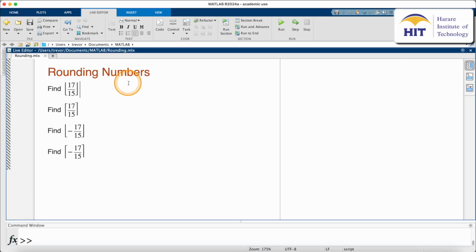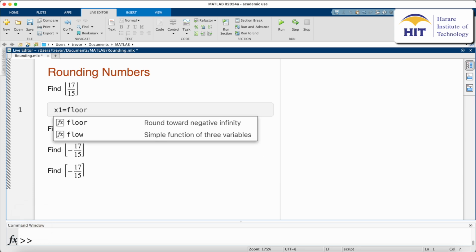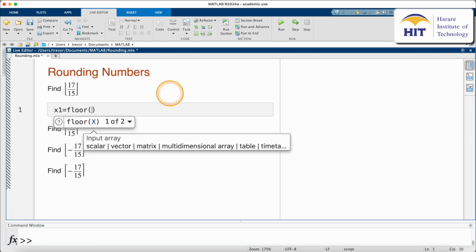So for the first one, we are looking at the floor value of 17 divided by 15. On my live editor here, I'll press the return key, then click on code so that I enter the syntax for the floor value of 17 divided by 15. The syntax for the floor value is floor. So I'll type in x1 equals floor, then open parenthesis, and we are looking at the floor value of 17 divided by 15.